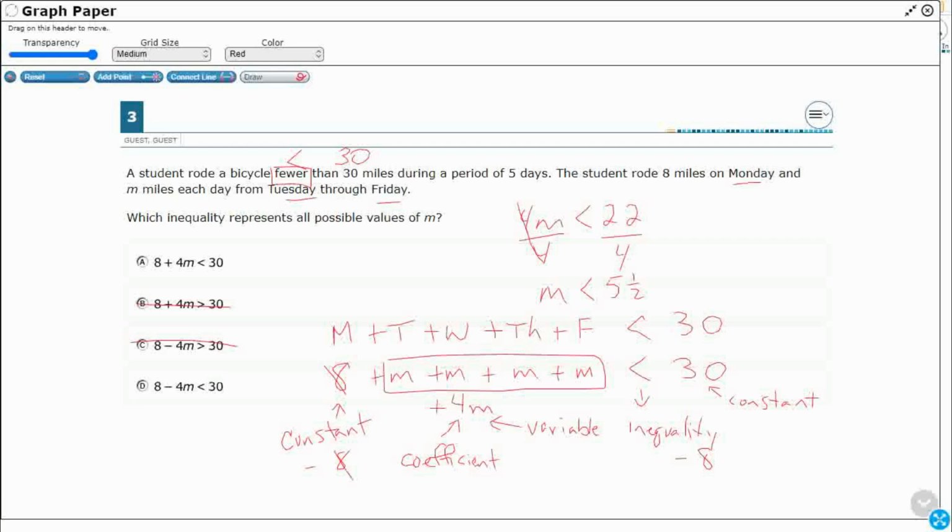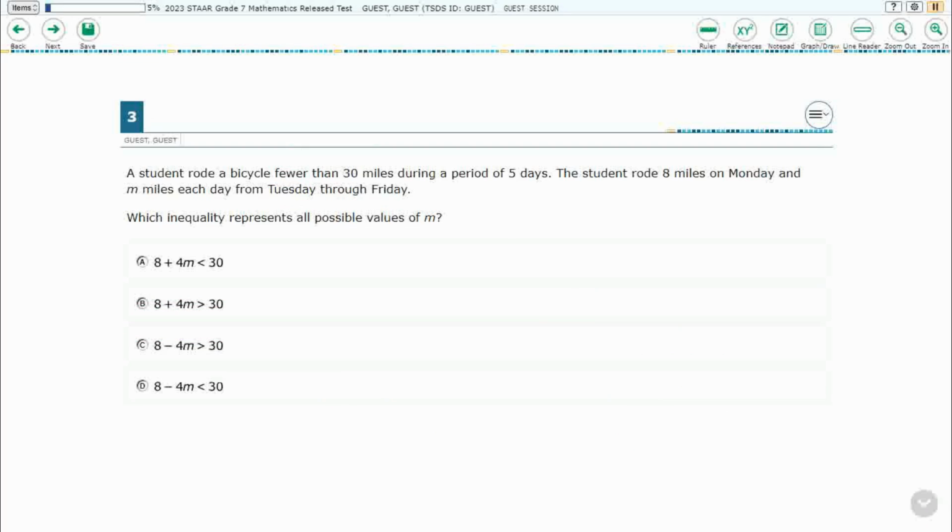But we're not really solving that far. We don't really need to figure out what that M could be. M could be a range of numbers less than 5.5. Really, we just need to get this basic inequality, and the answer here is A.